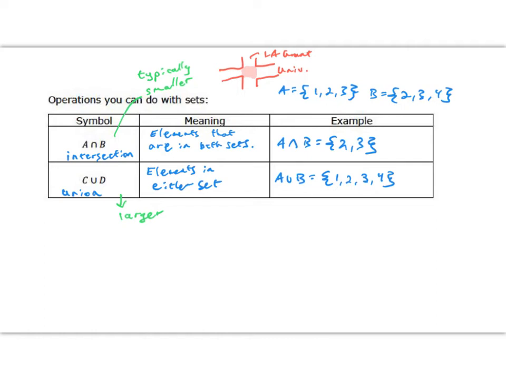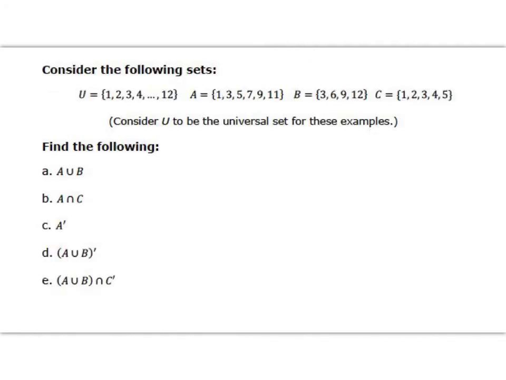Let's take a look at some practice problems here and see how that's going to work. As we consider these problems, let's start out with this idea of a universal set being the numbers 1 through 12. And remember what we talked about in the previous video, a universal set is going to be the set of all elements for a given situation. A is going to be the odd numbers that are in U. B is going to be 3, 6, 9, 12. Those are what are called multiples of 3.